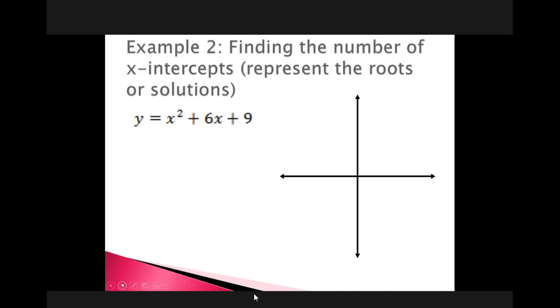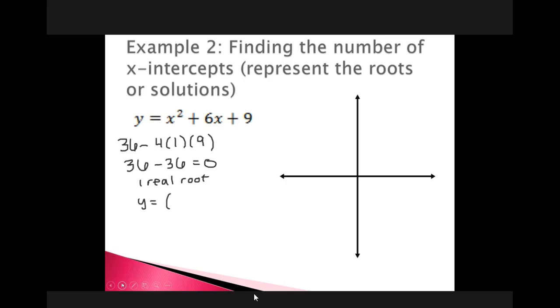Okay, and last but not least, we have x squared plus 6x plus 9. So once again, we are going to find our discriminant. Which in this case is 0. So that tells me I have one real root. If it's 0, that also tells me that my real root is on the x-axis. It also tells me that I have a perfect square trinomial. So I automatically know that that's a factorable problem.